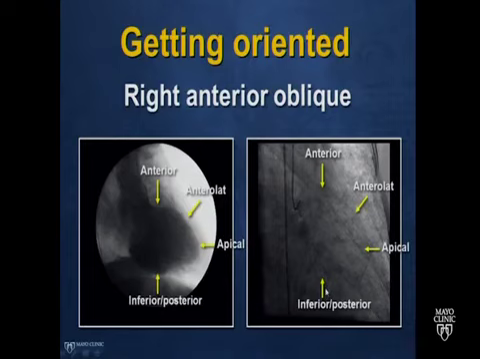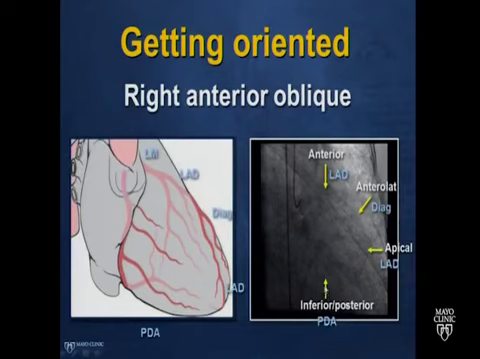Now, once you know what the walls are, you then know what the vessels are, because the anterior wall, as we all know, is supplied by the LAD. Anterolateral is a diagonal branch. The apex, most of the time, is supplied by the LAD, and the inferior posterior area will be your PDA. So again, just knowing the projection and knowing where the walls would be, you will know what vessels should be in those areas.